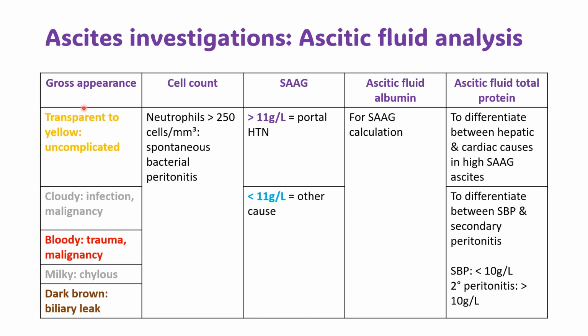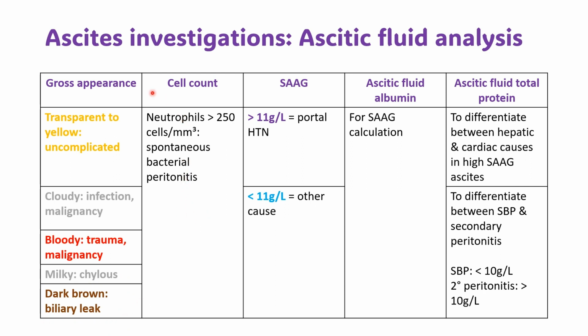So we can look at the gross appearance. If it's kind of transparent to yellow, this is normal. If it's cloudy, this could suggest infection or malignancy. Bloody could suggest trauma or malignancy again. If it's milky, this could be chylous ascites, which could be again related to cancer, for example, where you have compression of the lymphatic ducts. And I've already mentioned that if it's dark brown, this could suggest that there's a biliary leak.